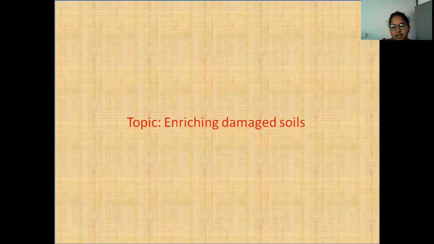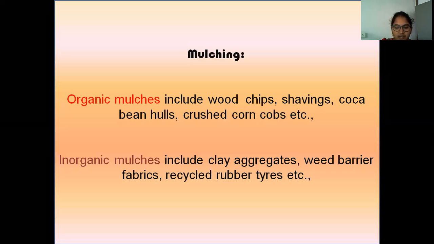Soil enrichment can be accomplished in the following ways. The first one is mulching. Mulches are classified into two types, organic mulches and inorganic mulches. In this method, organic mulch is applied to the soil surface to conserve soil moisture, prevent surface compaction, reduce runoff, and also reduce erosion of topsoil. Why? Because of mulching, that means organic mulches.